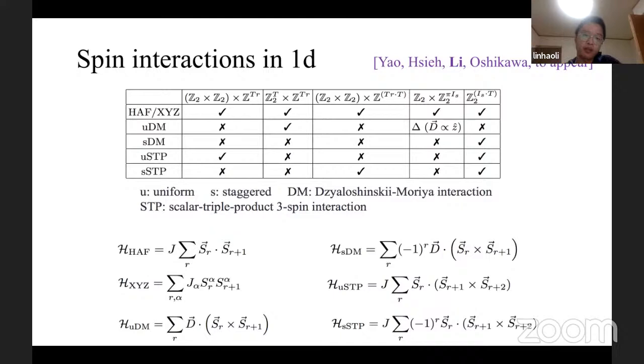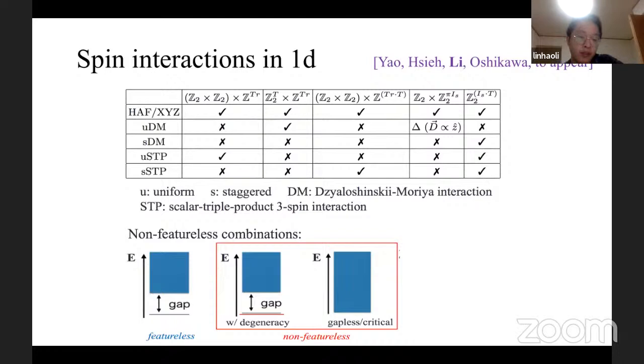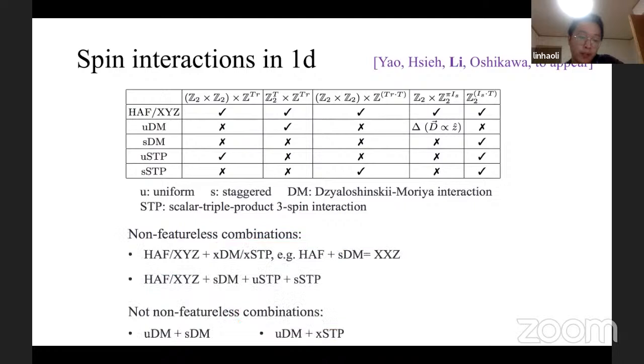And more interestingly, we can also construct many non-trivial combinations. Here, non-trivial means that the spectrum is either gapless, or gapped with non-trivial ground state degeneracy. For example, we can combine the Heisenberg interaction or XYZ interaction with the staggered Dzyaloshinskii-Moriya interaction or the staggered scalar triple product three-spin interactions. Since this Hamiltonian preserves the combination of site-centered inversion and time-reversal symmetry, the spectrum must be non-trivial. In fact, for the combination of the Heisenberg interaction and the staggered Dzyaloshinskii-Moriya interaction, the low energy effective theory is equivalent to the XXZ model, which was discussed by Masaki and Affleck in the last century.